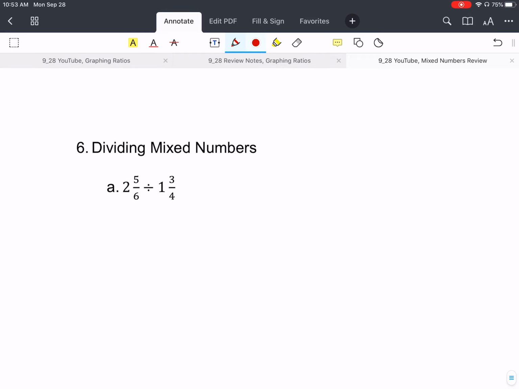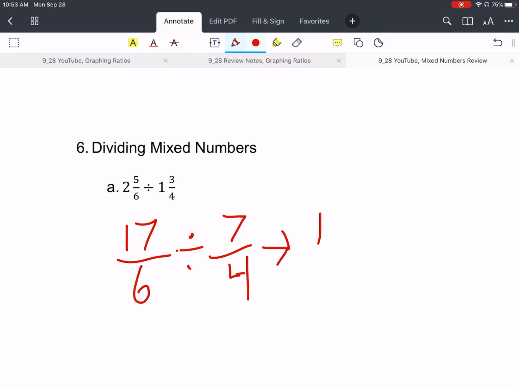Dividing mixed numbers, very similar process. 6 times 2 is 12, plus 5 is 17. So we have 17 sixths. And then we're doing divided by 4 times 1 is 4, plus 3 is 7, 7/4. And when we are dividing fractions, what we need to remember is that division is the opposite of multiplication. So we are going to keep the first fraction the same, and we are going to flip the second fraction and change the problem into multiplication.